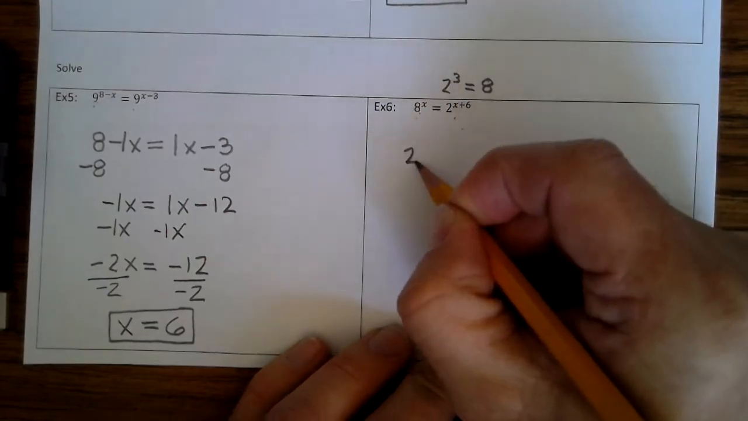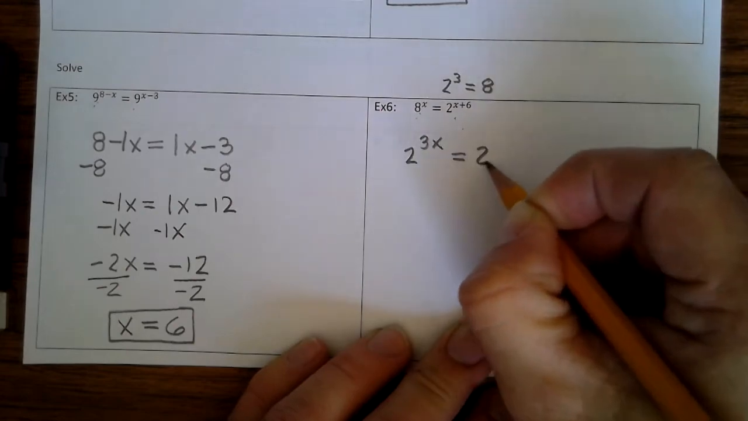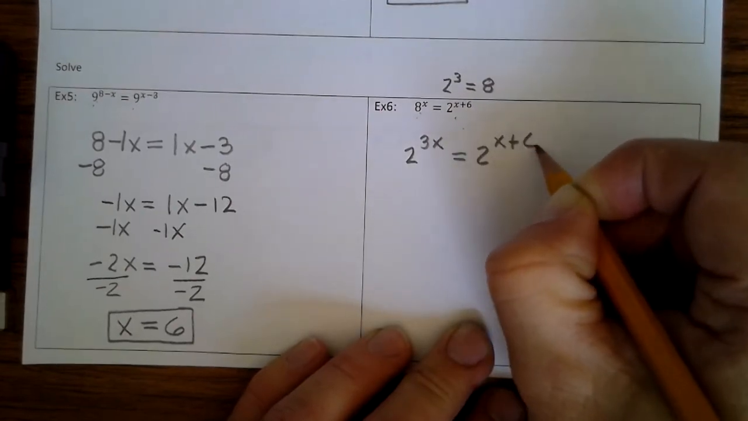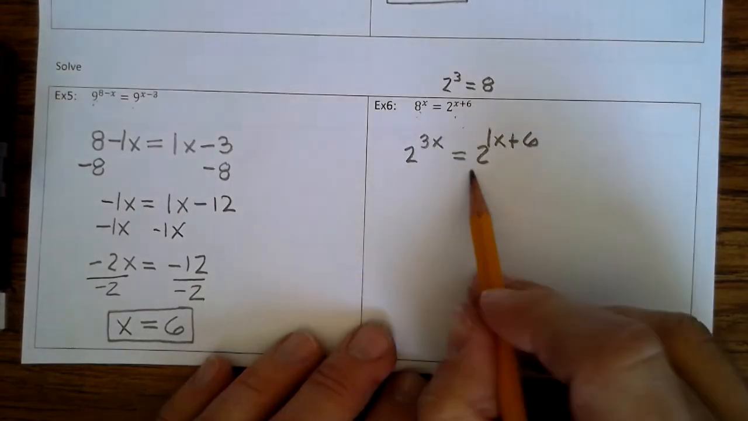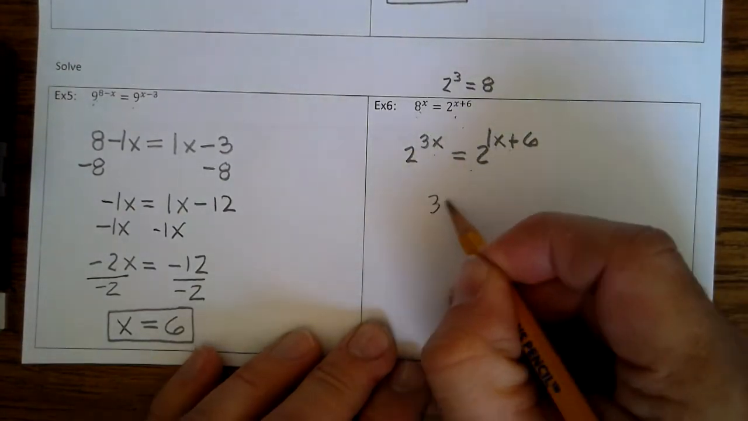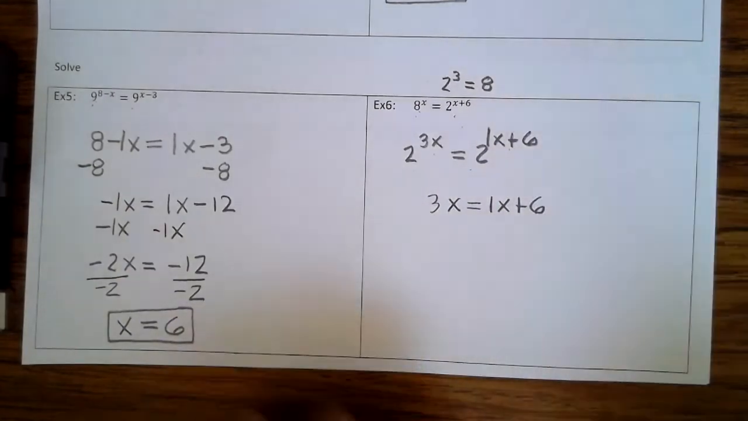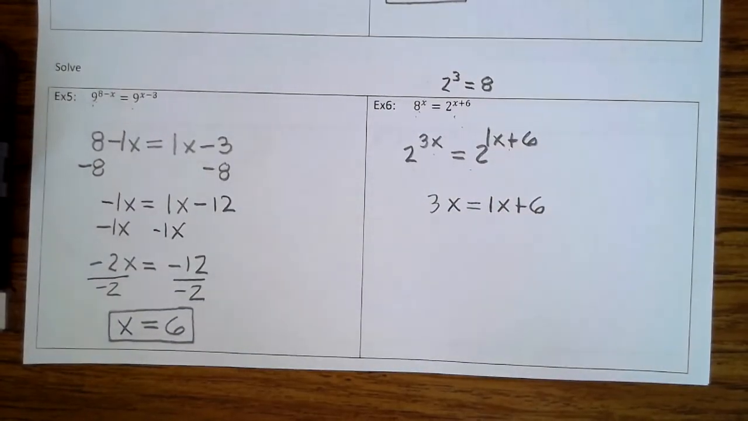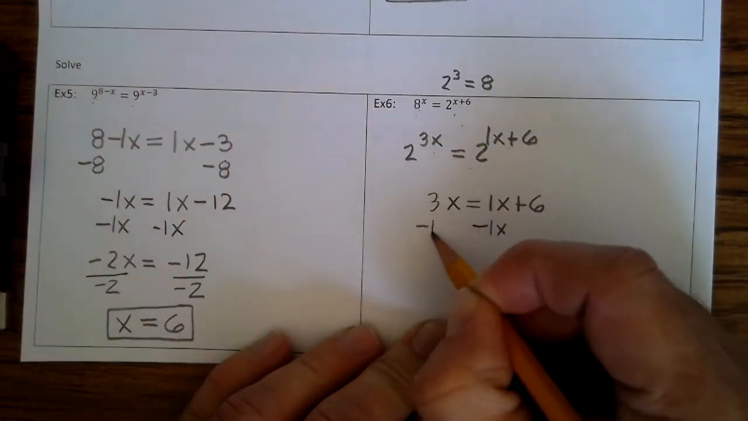Now the bases are the same, so the exponents are equal. So 3x equals 1x plus 6. Now, last step, solve for x. We're going to subtract 1x from both sides. 2x equals 6. Divide both sides by 2. So x equals 3.